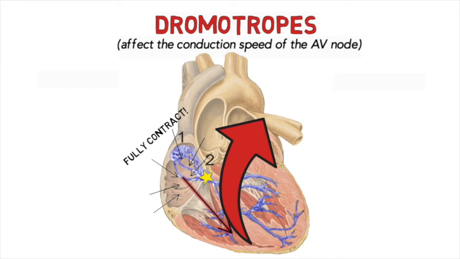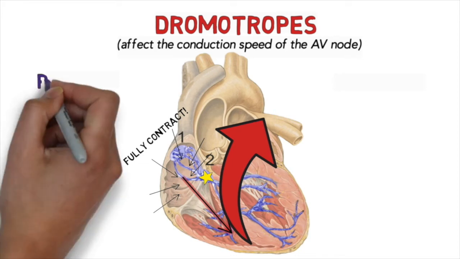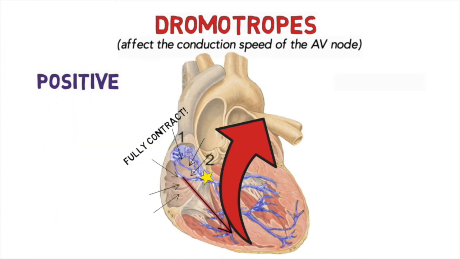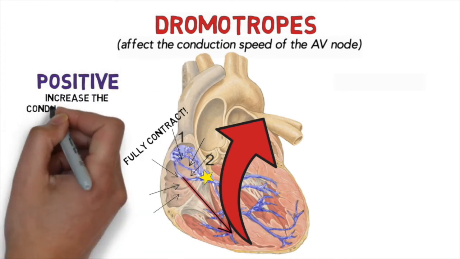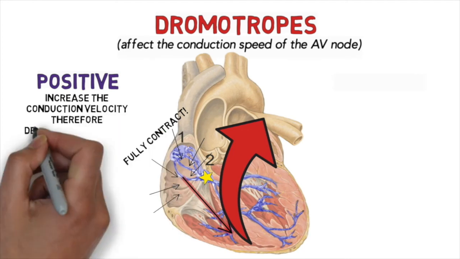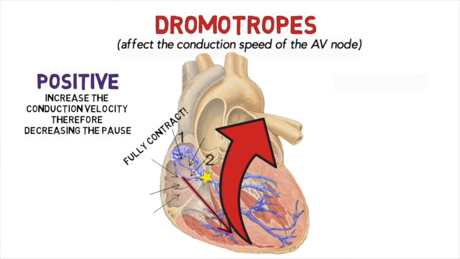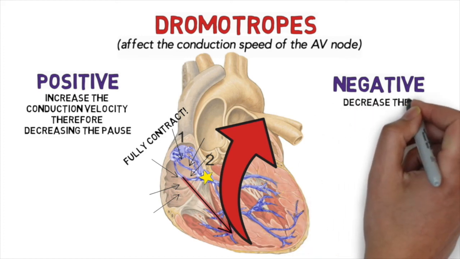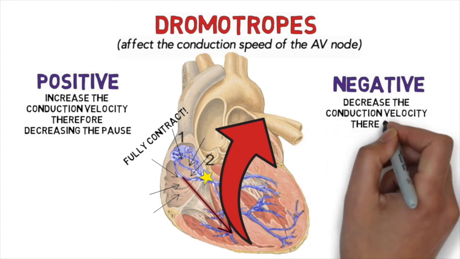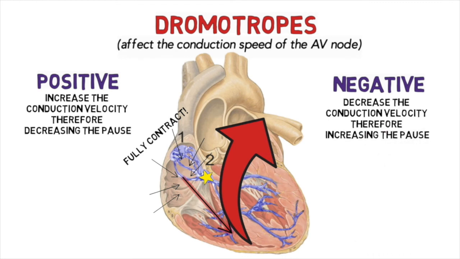Now the dromotropes are going to affect the AV node. The positive dromotropes are going to increase the conduction velocity in the AV node, therefore decreasing the pause between the atrium and the ventricle. And negative dromotropes are going to do the opposite. They're going to slow down the conduction speed in the AV node, therefore increasing the pause. Now, with the positive dromotropes, since we're decreasing the pause and increasing the conduction velocity, the cardiac output is going to increase. And the opposite is going to happen with the negative dromotropes.